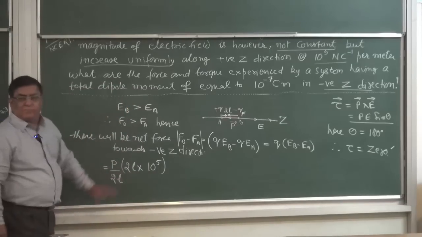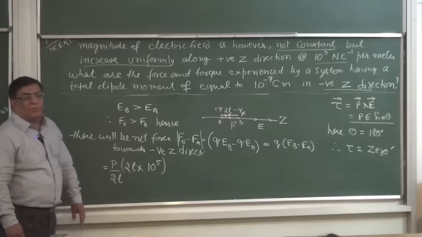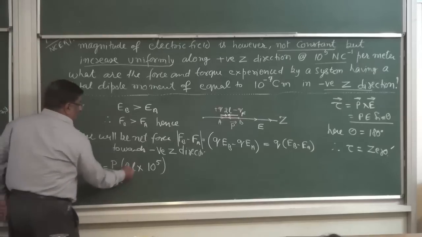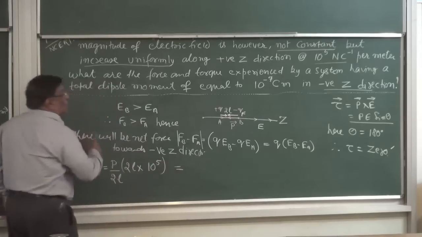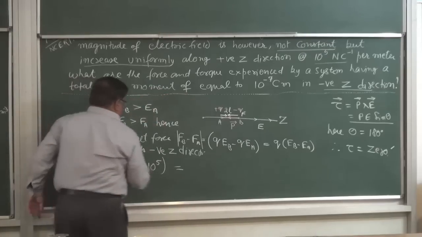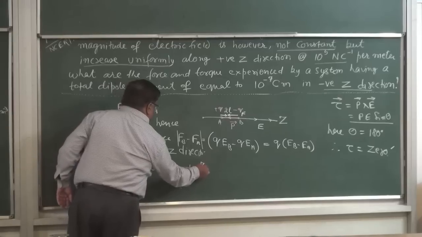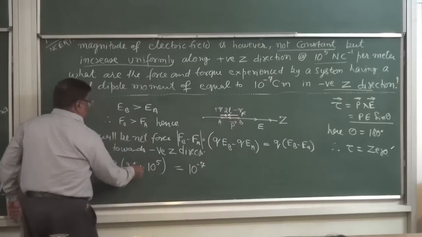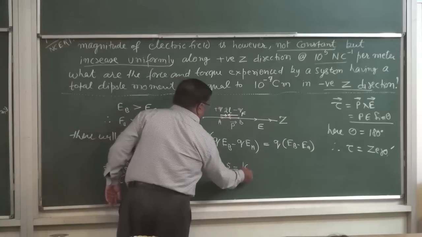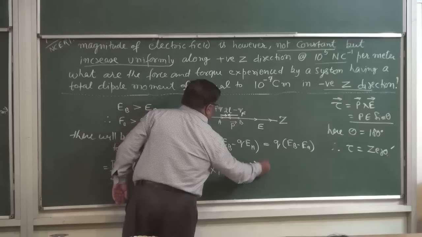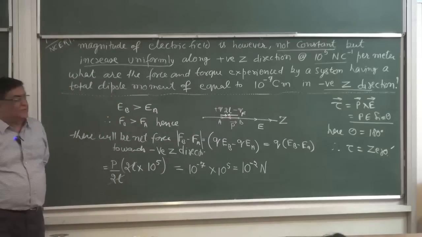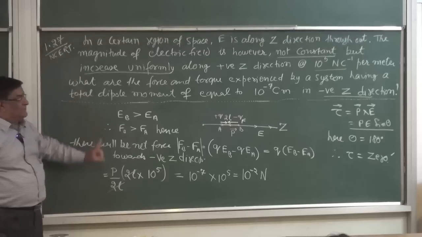ये आया. अब देखिए, क्या क्लू मिला आपको? क्या होने वाला है? Yes, 2L cancel, और P की वैल्यू हमको मालूम है. How much is the P given? 10 to the power minus 7. So this is 10 to the power minus 7, 2L cancelled, multiplied by 10 to the power 5, that is 10 to the power minus 2 Newton. ठीक है? So we got this answer. 10 to the power minus 2 Newton is the force.